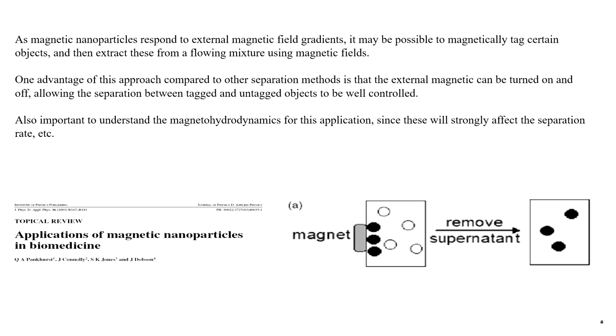As magnetic nanoparticles respond to external magnetic field gradient, it may be possible to magnetically tag certain objects and then extract these from a flowing mixture using magnetic fields. One advantage of this approach compared to other separation methods is that the external magnetic field can be turned on and off, allowing the separation between tagged and untagged objects to be well controlled. Also important to understand the magnetohydrodynamics for this application.